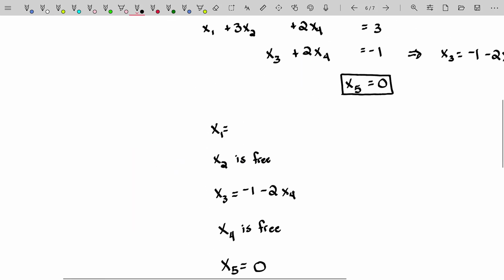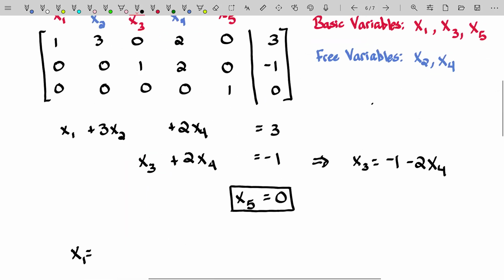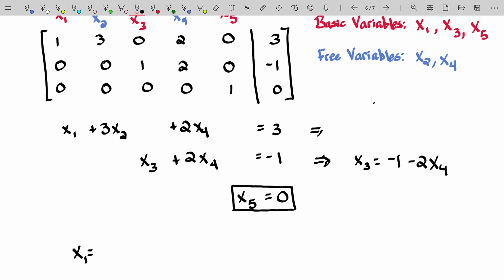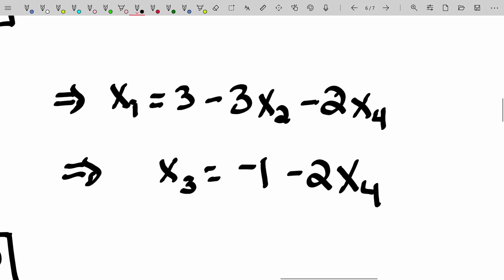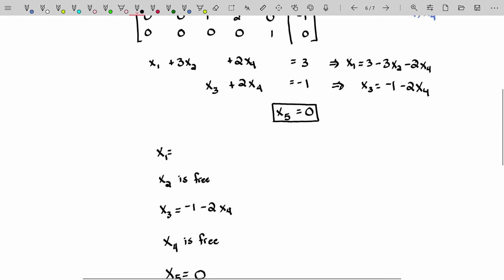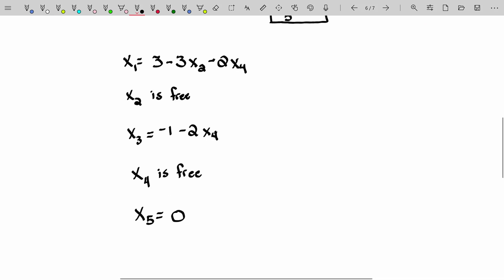And we'll do the same thing for x sub 1. So if you go up to x sub 1 here, or the equation with x sub 1 in it, if you've done everything right, each equation should only have at most one basic variable. We're going to solve for that basic variable, and the solution to that equation might be written in terms of free variables. That's totally okay. x sub 1 is equal to 3 minus 3x sub 2 minus 2x sub 4. And there you have it. This is actually the general solution.